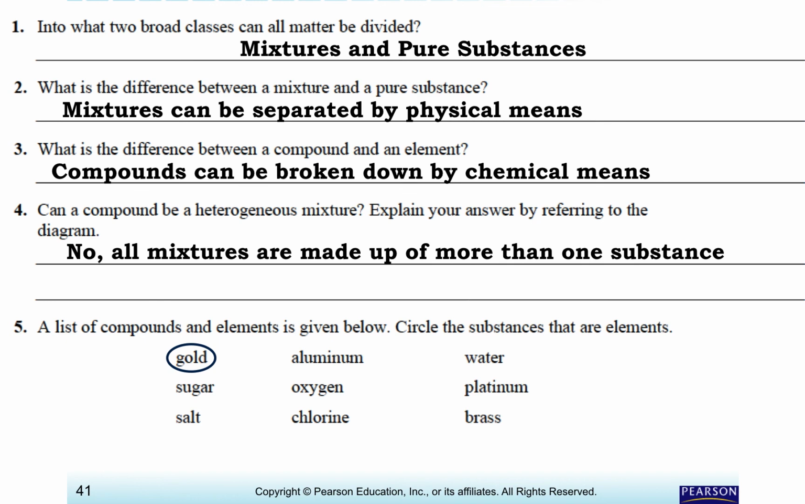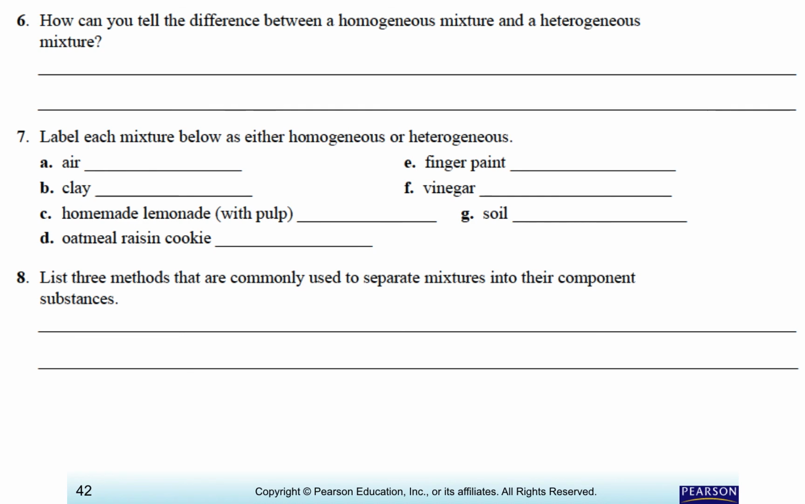C12H22O11. Salt is a compound, NaCl. Aluminum is an element, Al. Oxygen, O2. Chlorine, Cl2. Water, H2O. Oops, it has 2 elements, so that's not an element, that's a compound. Platinum, Pt. And brass is a mixture.